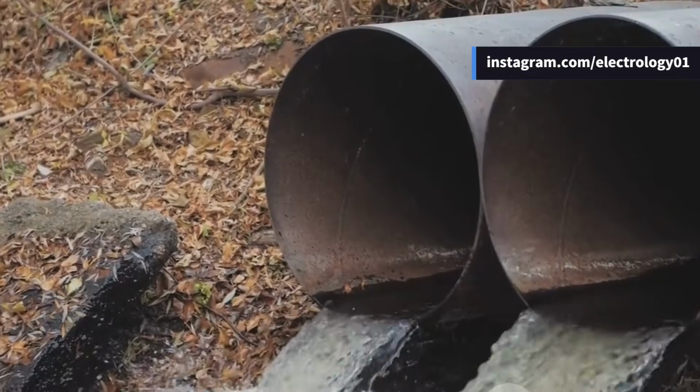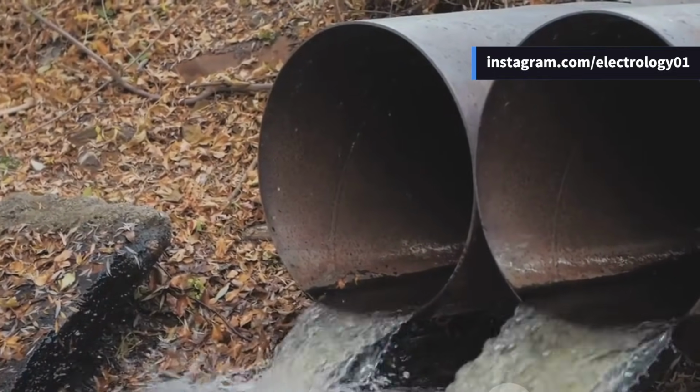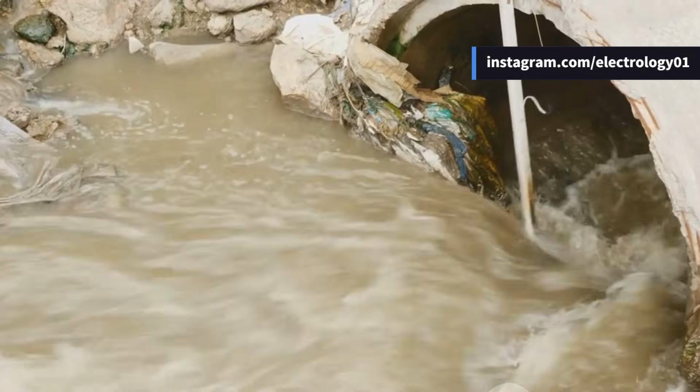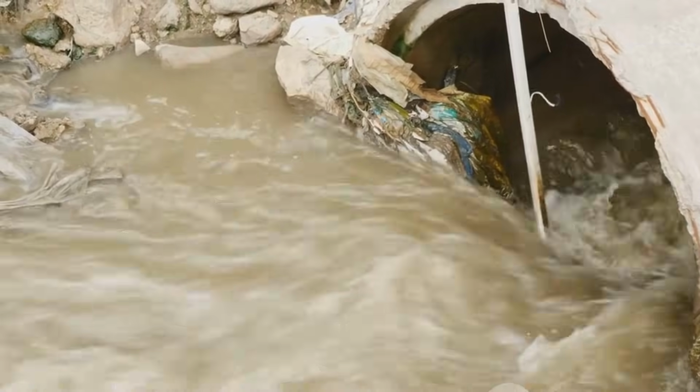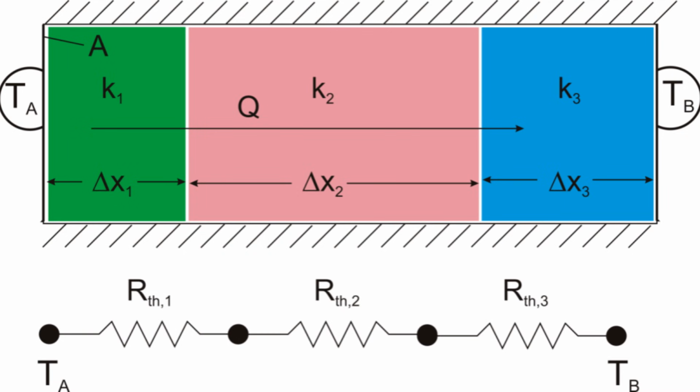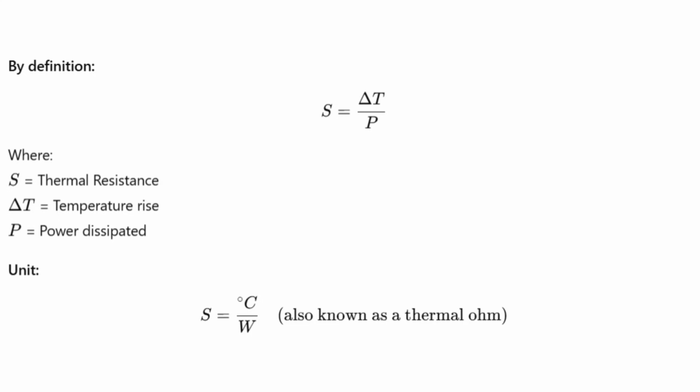Think of heat flowing along a path exactly like water flowing through a pipe. If the pipe is narrow or blocked, the flow becomes difficult. This difficulty or obstruction in the movement of heat is what we call thermal resistance. By definition, thermal resistance is the temperature difference between 2 points divided by the heat flowing in a unit time between them. In SI units, heat flow is measured in watts.